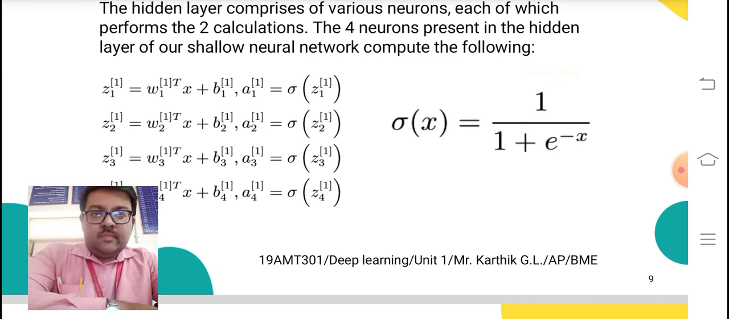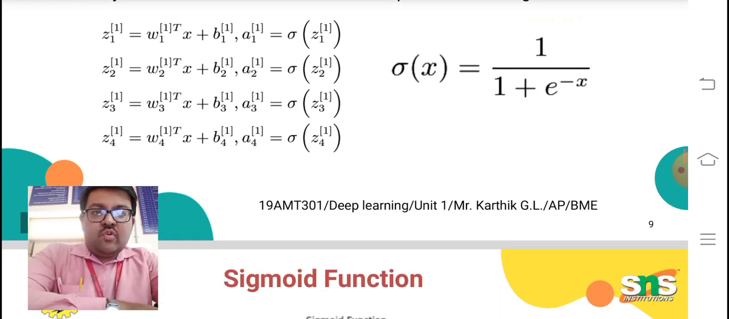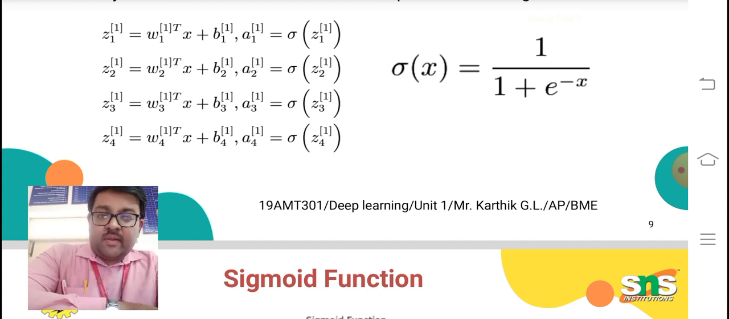So likewise Z2, Z3, Z4. These are the Z of different neurons. Z1 means first neuron Z, Z2 means second neuron Z, Z3 means third neuron Z, Z4 means fourth neuron Z. But in the bracket you can see 1. 1 means first layer. So for every neuron and for every layer, Z is calculated and the output A is calculated. So sigma of Z means some function applied on Z.